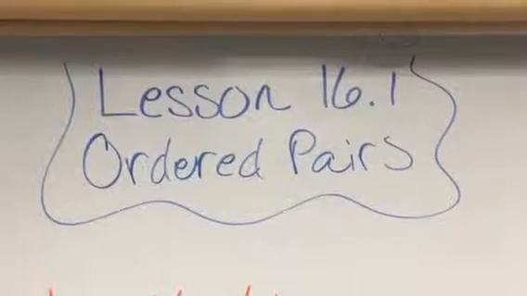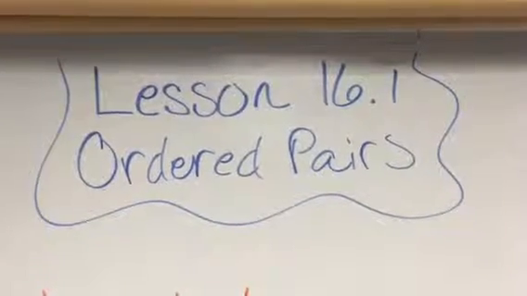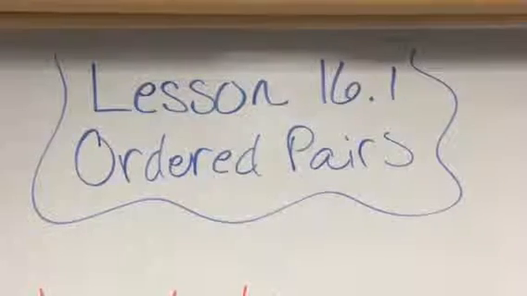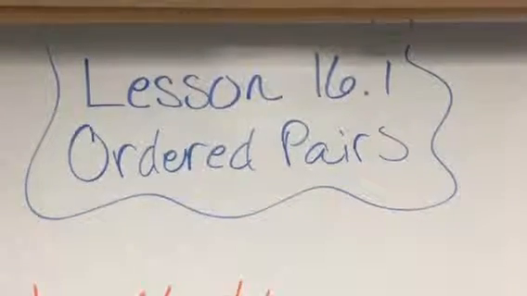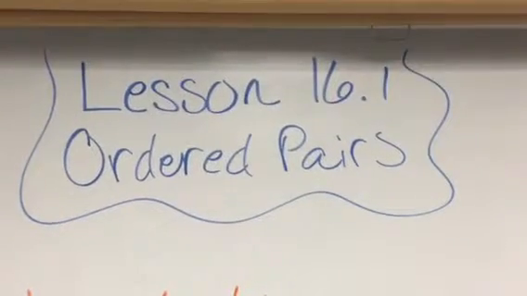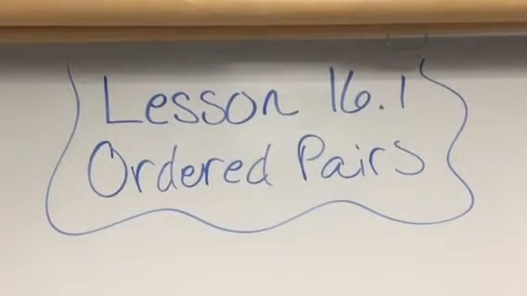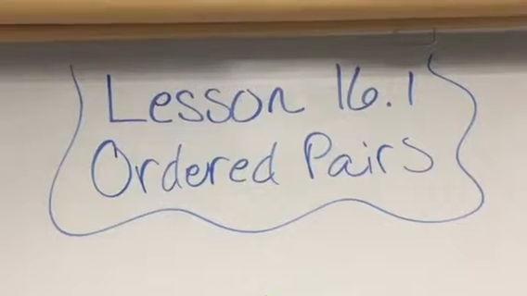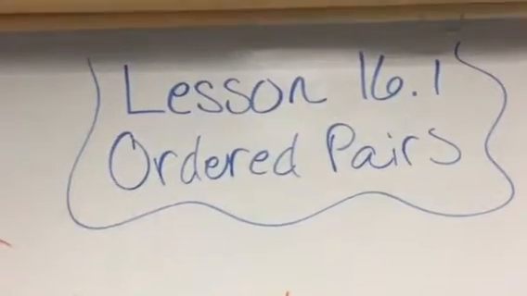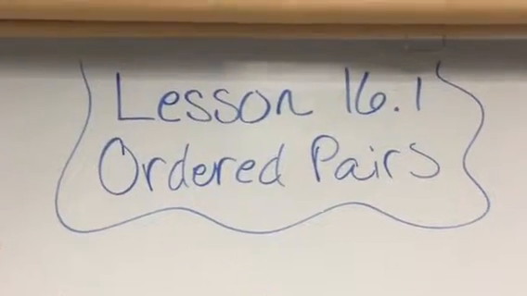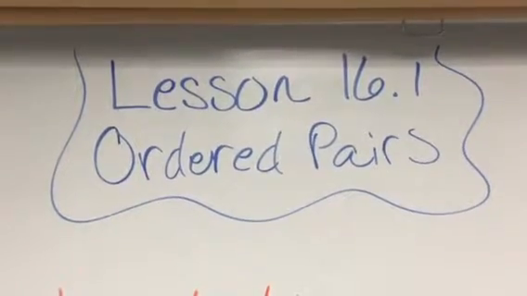Lesson 16.1, Ordered Pairs. Now for this chapter, it's going to be a little bit tricky because every year you seem to not make all of the topics, and it's always this last topic on ordered pairs or on graphing that is the one that's missed. So there's just going to be a lot of things that you're not going to be aware of, or vocabulary that you might not have heard before.